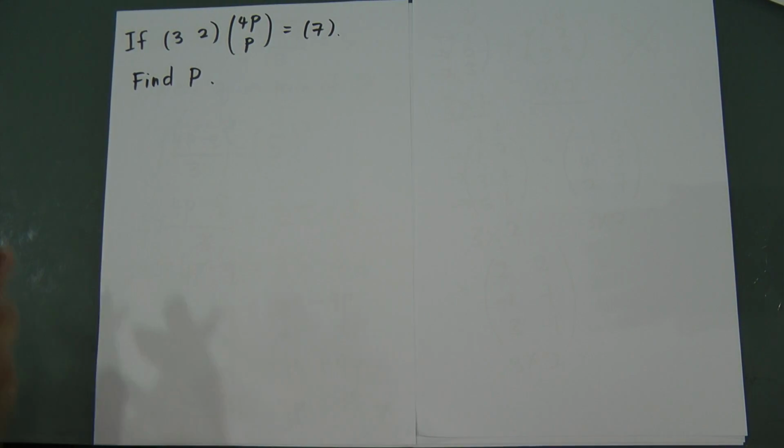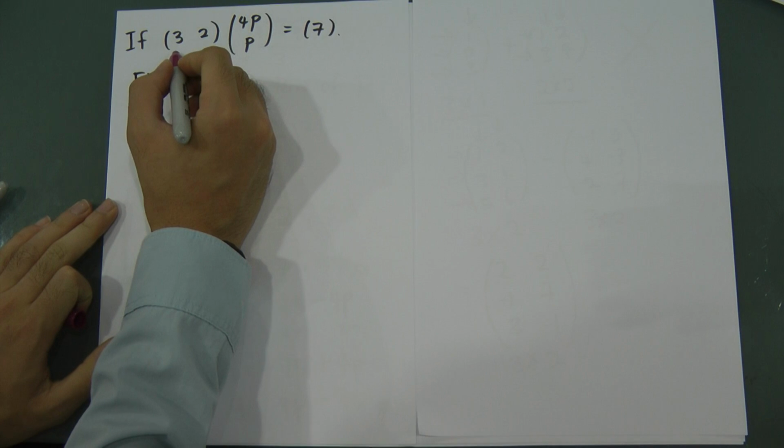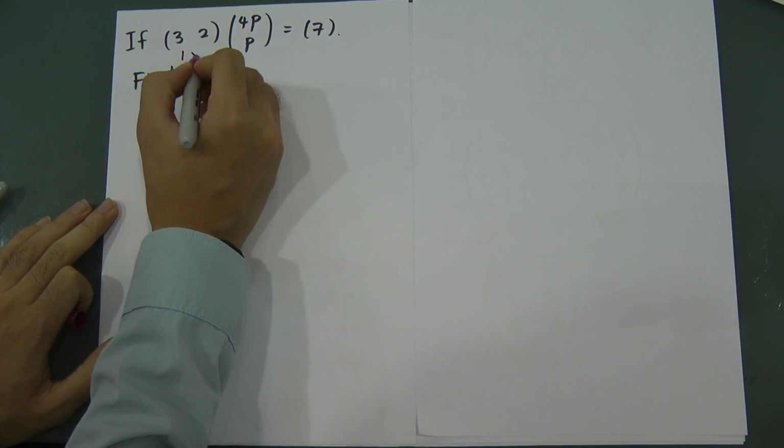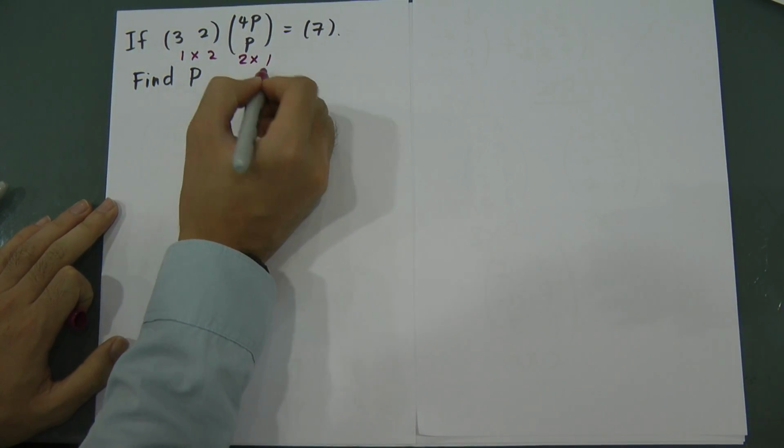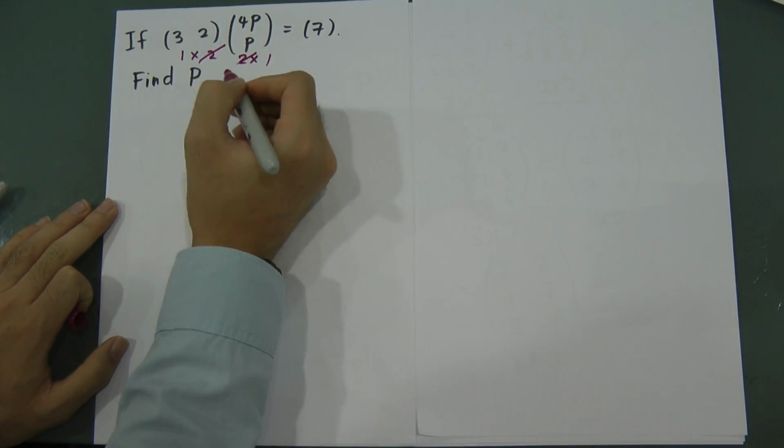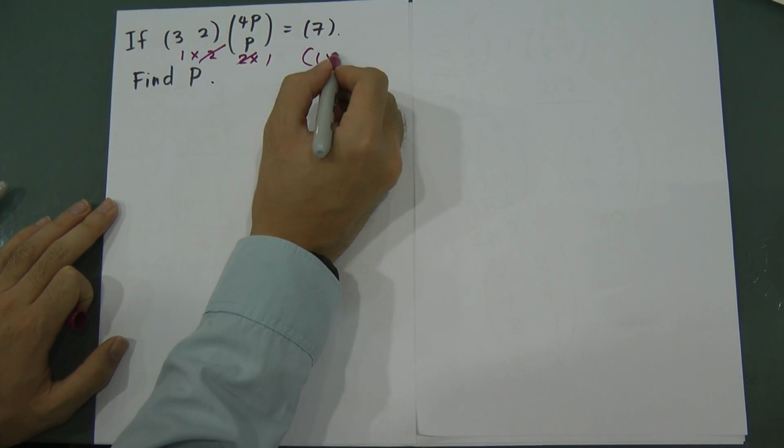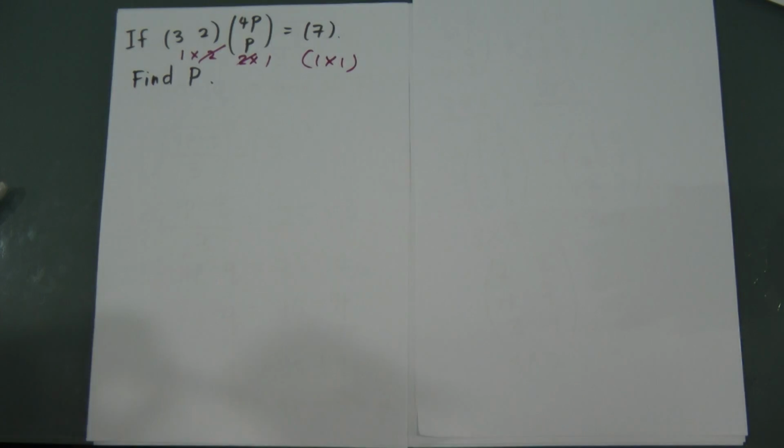Okay, for this one. What is the order for this question? So obviously this is 1 multiple 2, this is 2 multiple 1. Therefore, I slash the 2, my answer will get 1 multiple 1. So therefore this is 1 multiple 1, so obvious.